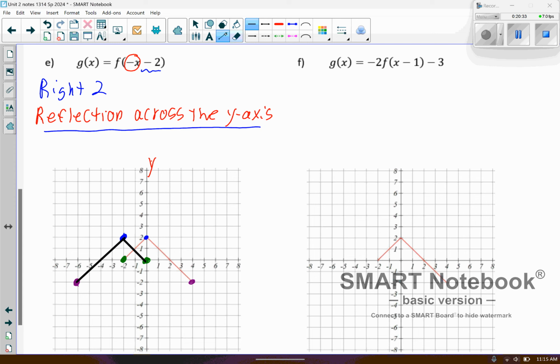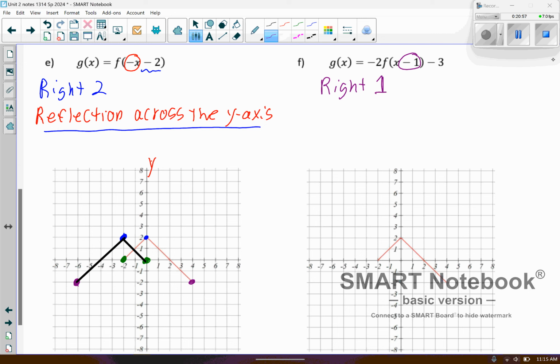Okay, last one. Oh, we actually technically have 4 transformations going on here. Okay, so don't get too overwhelmed. Just kind of take it piece by piece. So let's see this first one right here. You got to do your horizontal shifting first. So right here, that's going to cause us to go right 1.